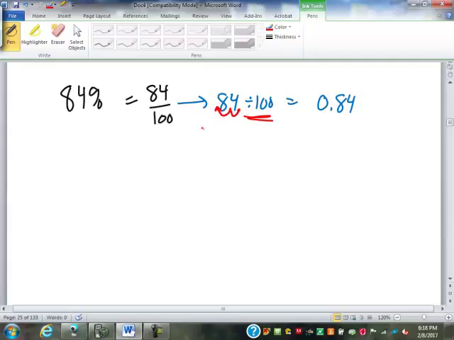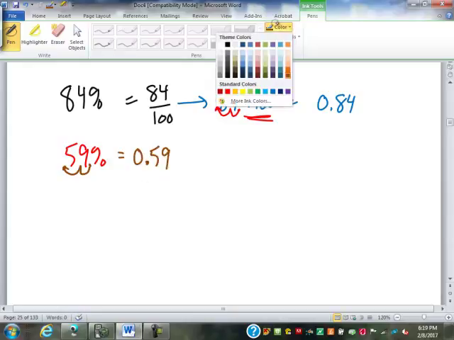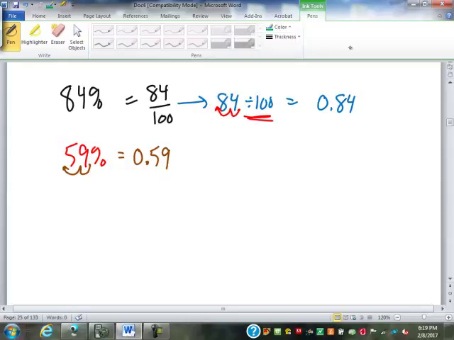spots to the left. So if I have 59% as a decimal, I'm dividing by 100. I take the decimal point and go 1, 2 to the left. That's going to become 0.59. So what is 31% going to become as a decimal? 0.31.